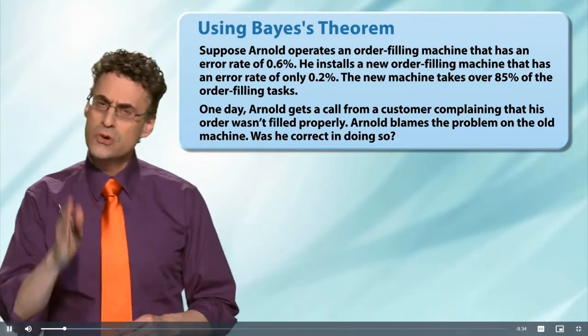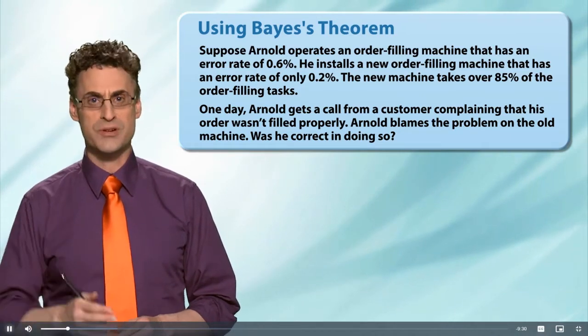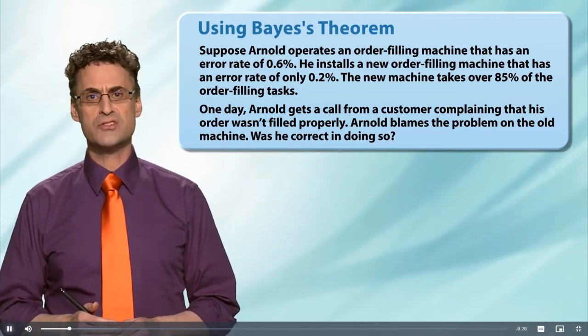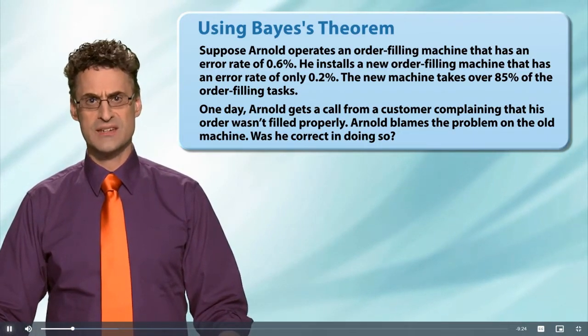Okay, suppose Arnold operates an order-filling machine that has an error rate of 0.6%. He installs a new order-filling machine that has an error rate of only 0.2%. The new machine takes over 85% of the order-filling tasks.